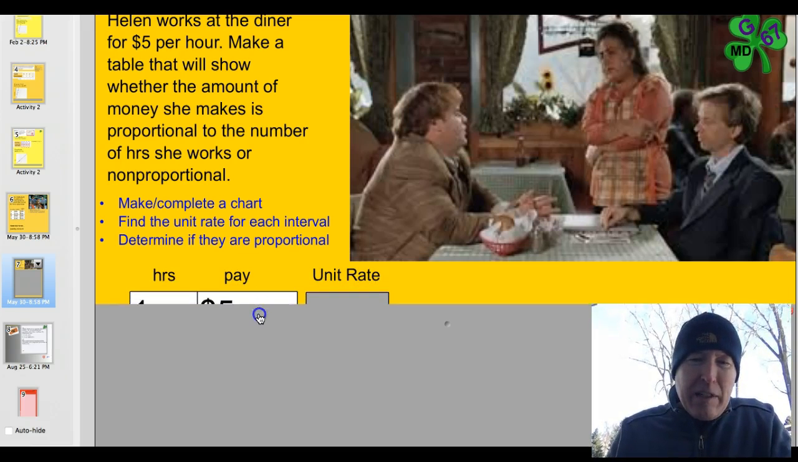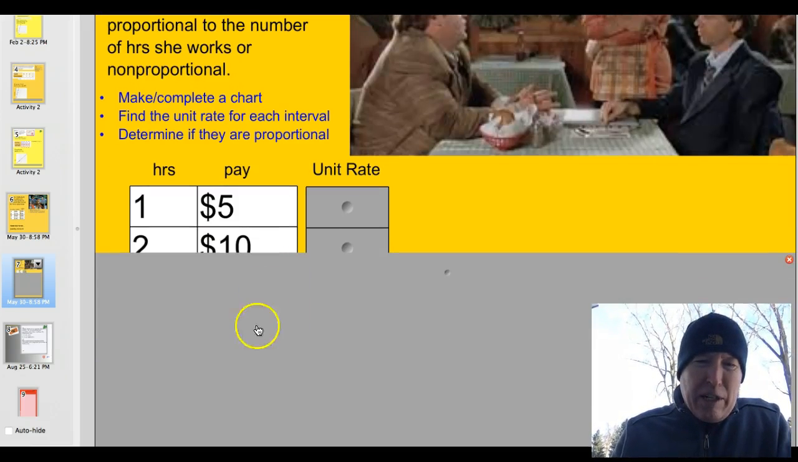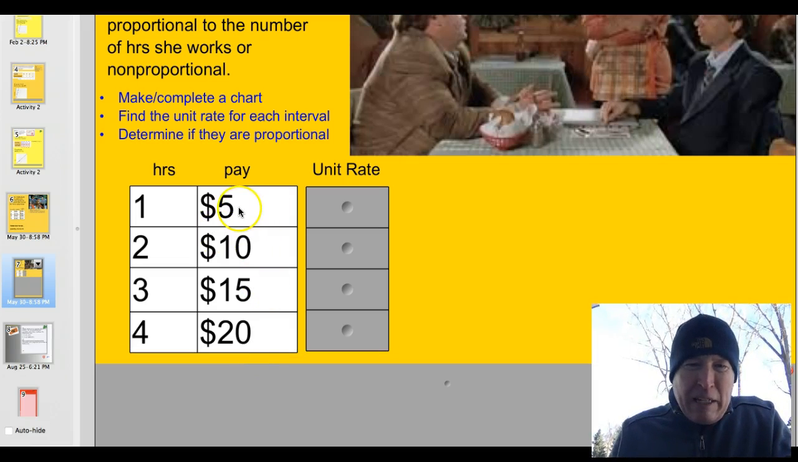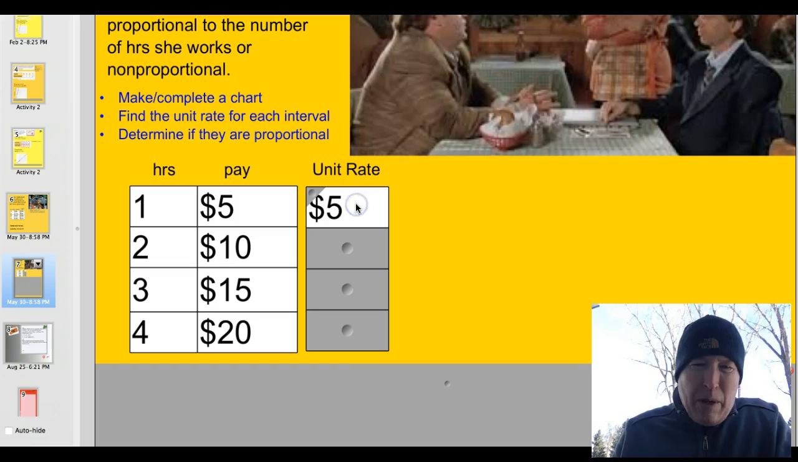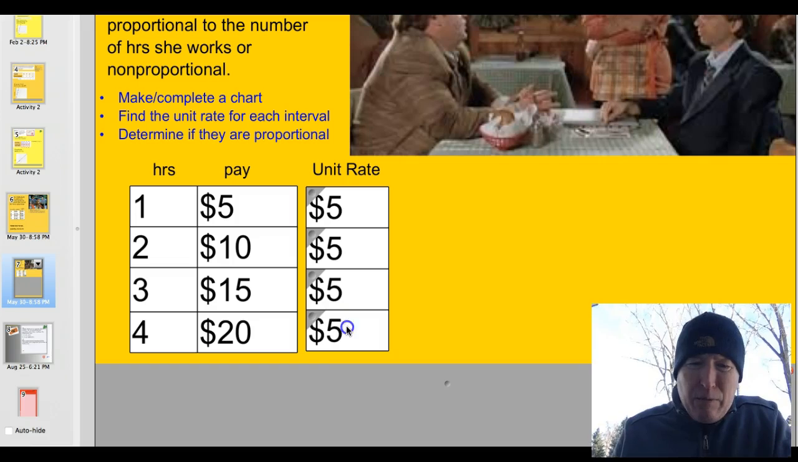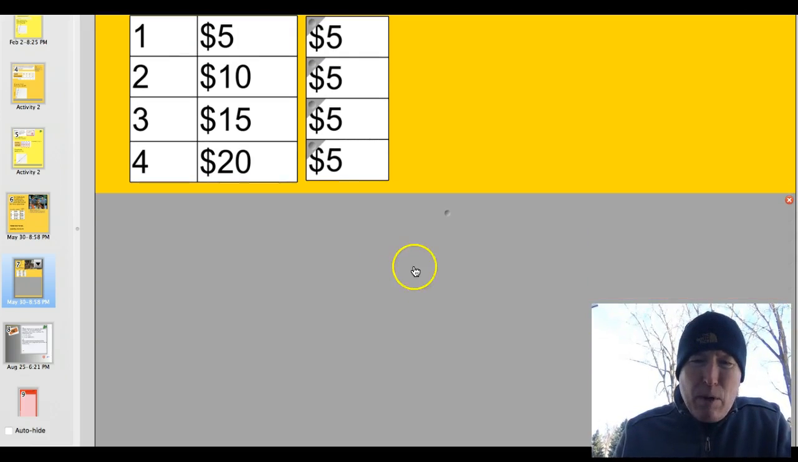All right, let's take a look. If I make a chart here, hours worked and the amount of pay. So I've got $5 for 1 hour, so the unit rate there is $5 per hour. Here we've got $10 to pay for 2 hours, so that's $5 an hour. $15, well, that's $5 per hour. $20 for 4 hours, that's $5 per hour.